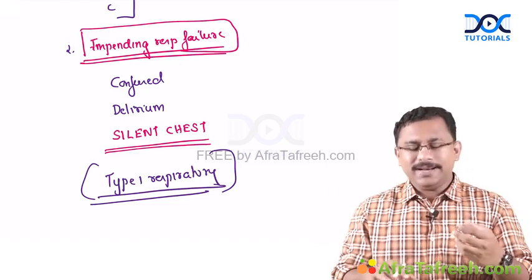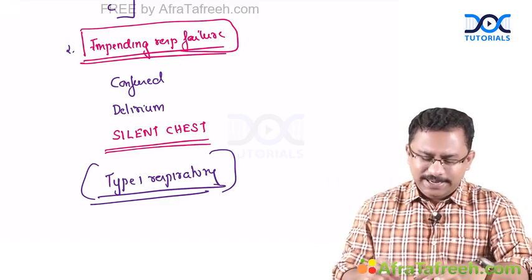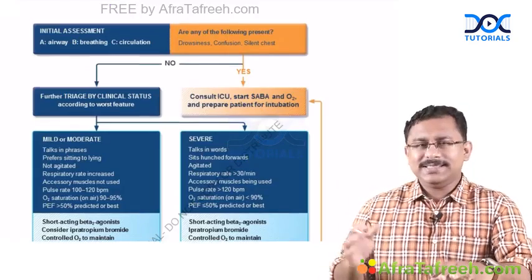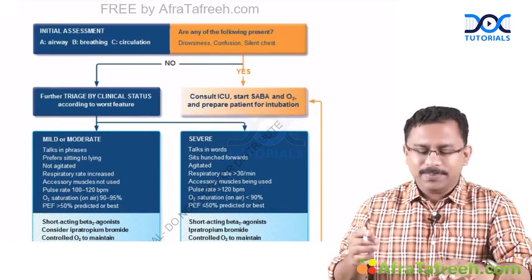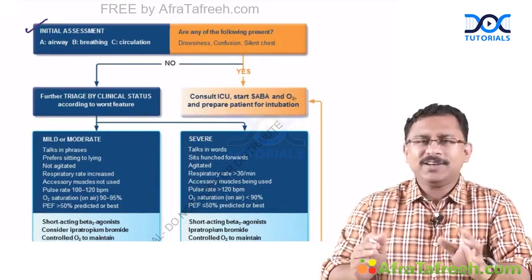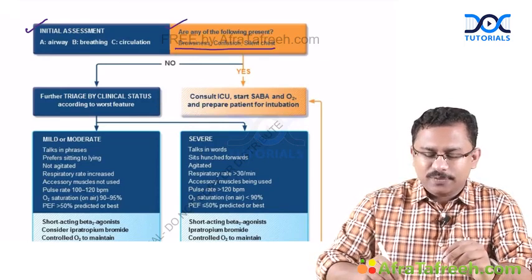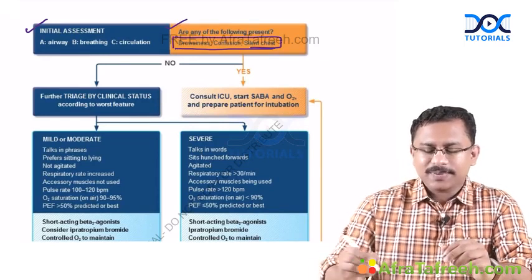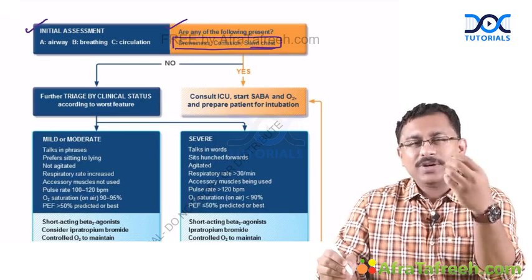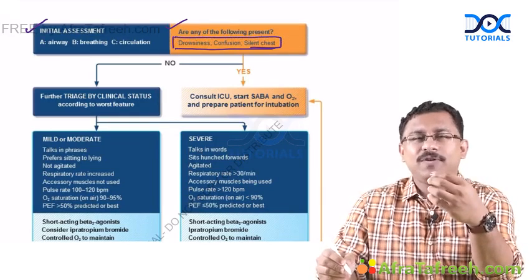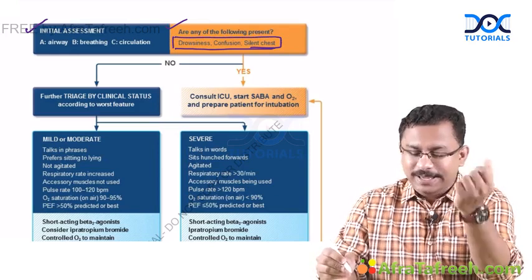So let me take your attention to the flowchart of the GINA guidelines of the acute exacerbation management. So first I told you initial assessment. Then you look whether there is any drowsiness, confusion or silent chest. So these are features which would tell you that the patient is going for an impending respiratory failure.